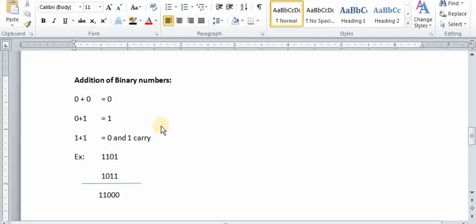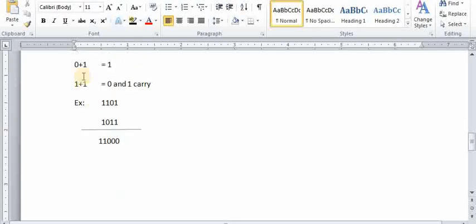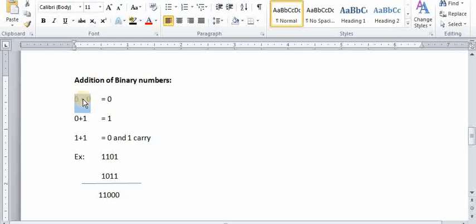Next you have to learn how to add two binary numbers. To understand the addition of binary numbers, first of all you should know 0 plus 0 is equal to 0, and 0 plus 1 equals 1, but 1 plus 1 equals 0 and 1 carry. So you have to remember 1 plus 1 equals 0 and 1 carry.